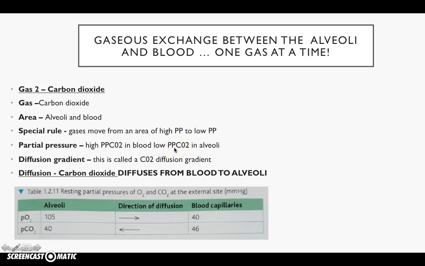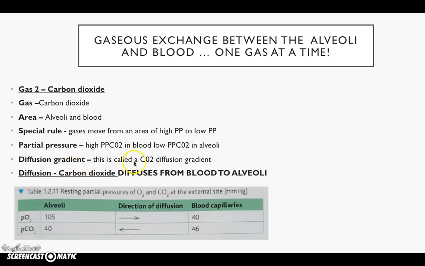in the alveoli. I.e. the carbon dioxide is high in the blood because it's come from the working muscles. At the working muscles, gaseous exchange has taken place. Oxygen has gone to the muscles, carbon dioxide has gone into the blood. That blood then has to go back to the heart, to the lungs to get oxygenated. So that's why in the blood we've got high pressure of carbon dioxide. We have a low partial pressure of carbon dioxide in the alveoli, because the alveoli is full of oxygen.